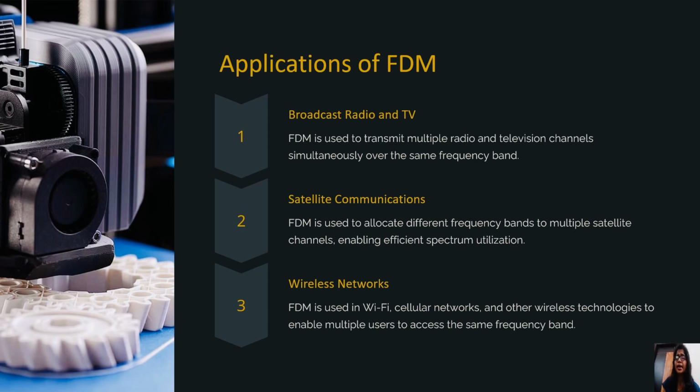Next, satellite communications, where FDM is used to allocate different frequency bands to multiple satellite channels, enabling efficient spectrum utilization. Then wireless networks: FDM is used in Wi-Fi, cellular networks and other wireless systems, enabling multiple users to access the same frequency band. So these are the applications of FDM: radio and TV, satellite communications and wireless networks.